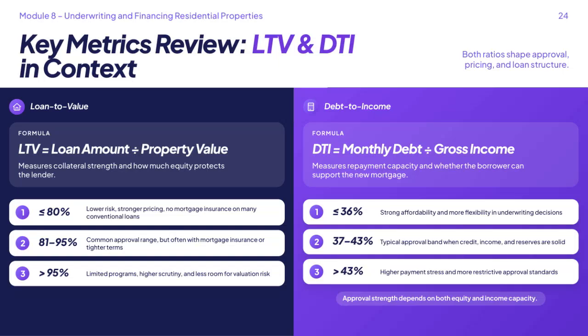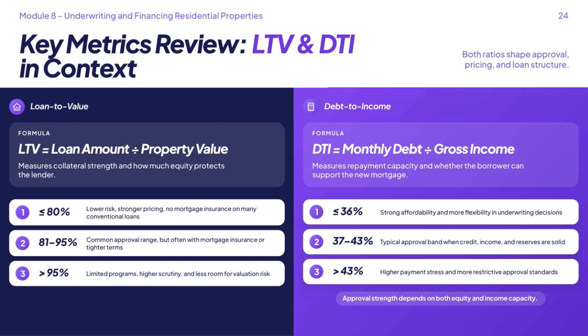Here, we're reviewing two key metrics that play a critical role in mortgage approval, pricing, and loan structure: loan-to-value or LTV and debt-to-income or DTI. Starting with loan-to-value or LTV, it's calculated by dividing the loan amount by the property value. This ratio gives us insight into the collateral strength and shows how much equity exists to protect the lender.